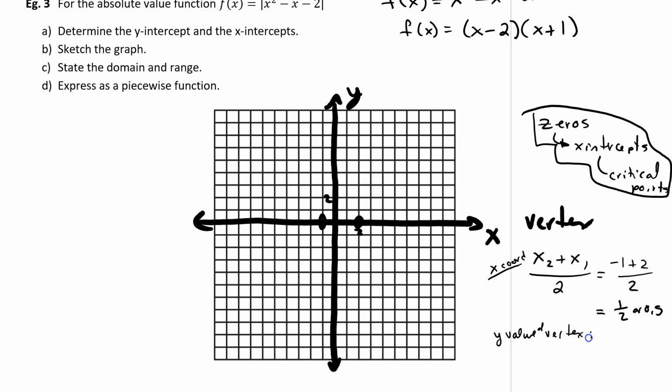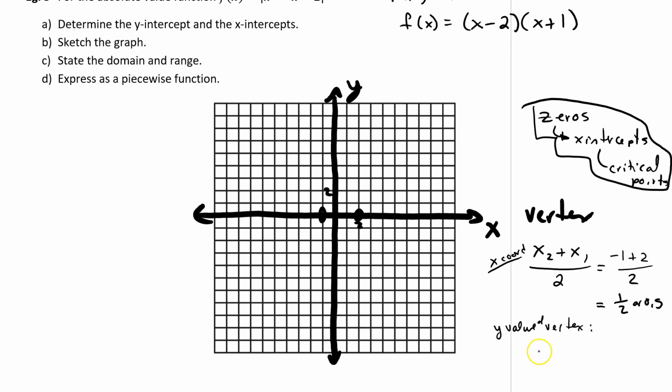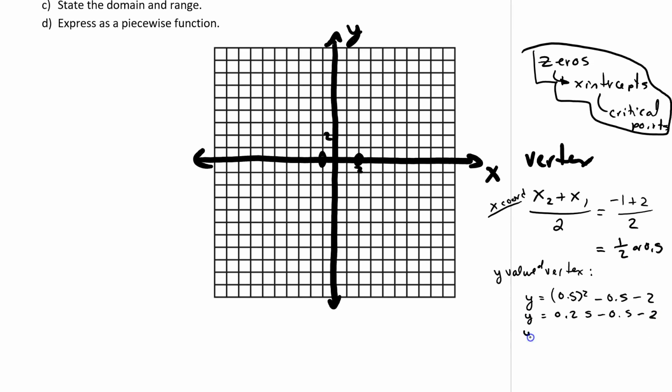And I would say y equals 0.5 squared minus 0.5 minus 2. y equals 0.25 minus 0.5 minus 2. y equals a quarter minus 1/2 is -1/4, minus 2 is -2 and 1/4.